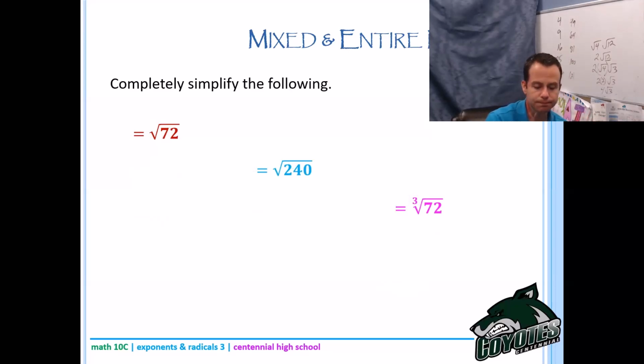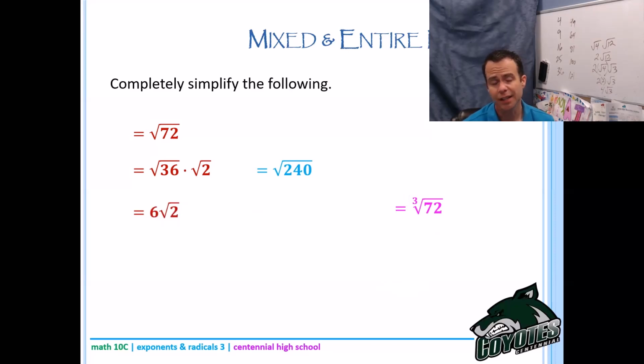For 72, you could have started this several different ways. I went with 36 times 2, so root 36 times root 2, and then the root of 36 is 6. You could have started with a 9, you could have started with a 4, both of those would have worked fine. For 240, I ended up with root 16 times root 15, and then the root of 16 is 4. And again, you're always asking yourself, can I go any further? No, because there is no perfect square factor inside 15.